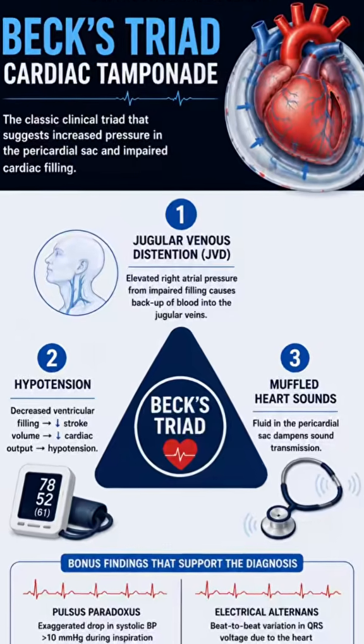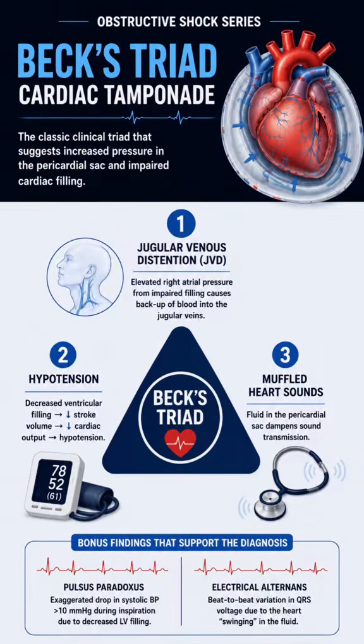The final thing that the CCRN likes to test on is Beck's triad. And this is a group of 3 signs and symptoms that we see with cardiac tamponade. The first is jugular vein distension, then there's hypotension and muffled heart sounds. So we're actually going to talk about why each one of these are occurring.